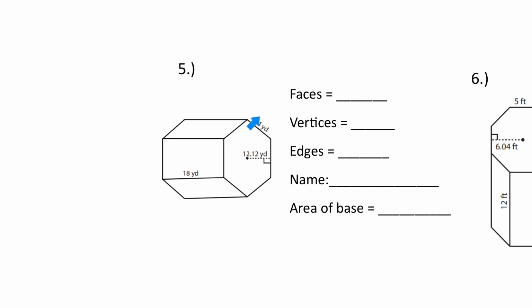And then like on number 5, what is this 3D figure called? Hexagonal prism. Okay? And same thing on this one. This thing is laying on its side. The hexagons are the bases here. So when you find the area of the base on this one, you're finding the area of the hexagon. Okay?